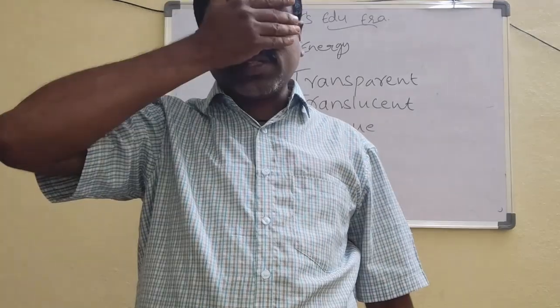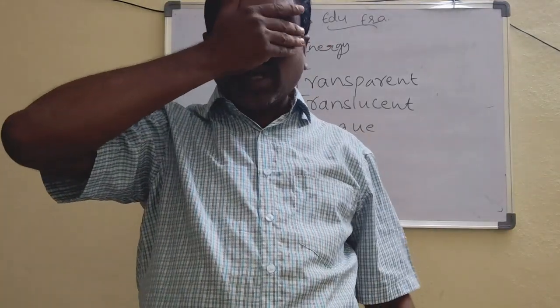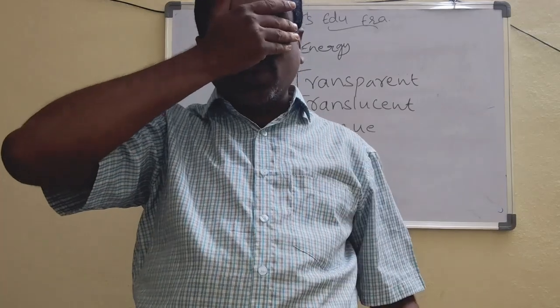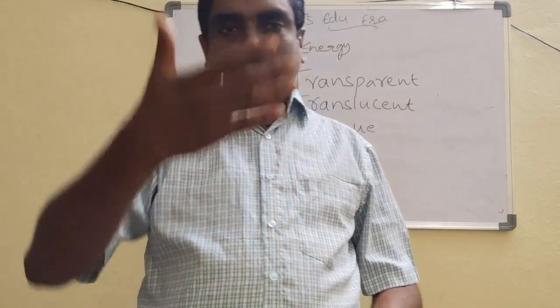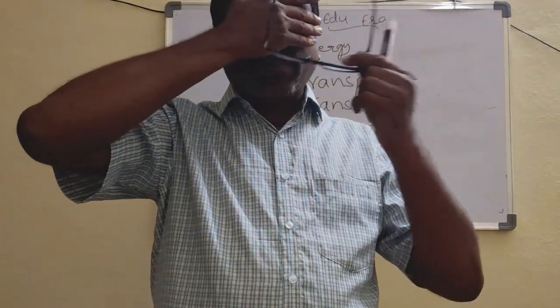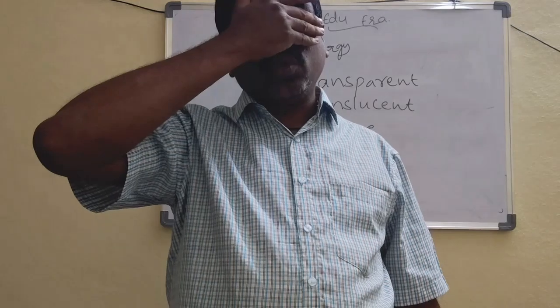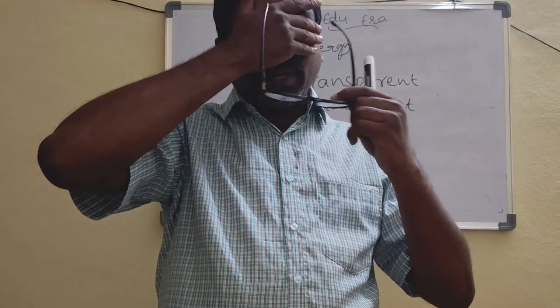Keep your hand like this and walk on the road, on a busy road. What happens? Simply you will have a collision with a bus or a bike or any other vehicle. Why? Because you can't see whatever is in front of you. Because this hand is an opaque object.